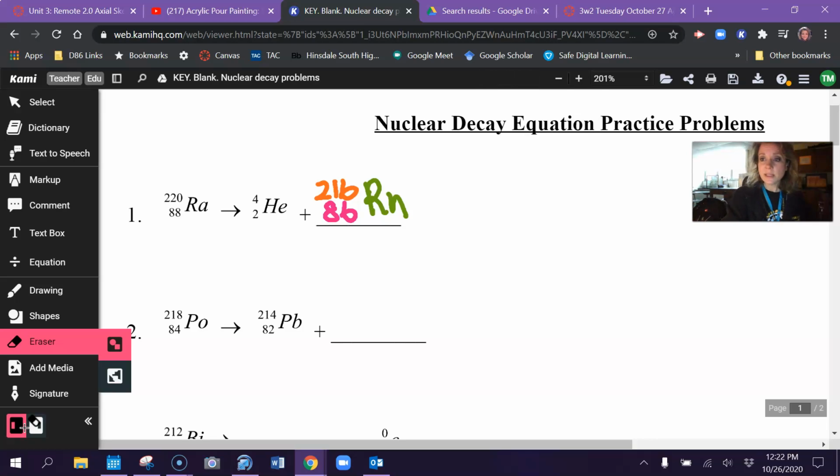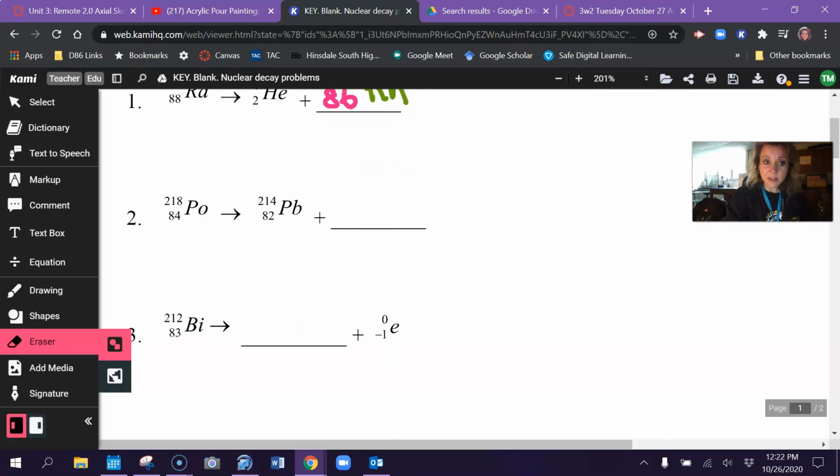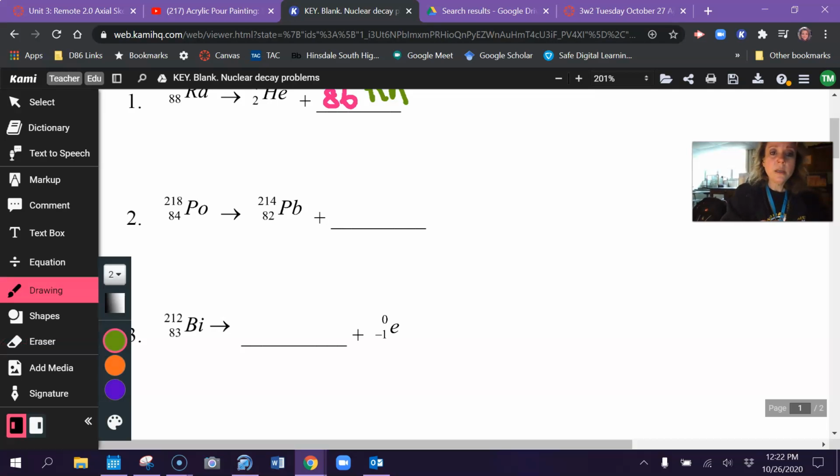Okay, now let's try another problem. Let's take a look here at number 2. Number 2 says that polonium-218 is going to undergo some kind of decay. I don't know what kind. That's what I have to figure out.